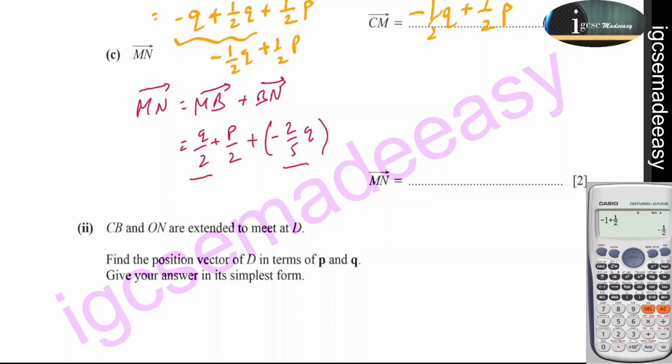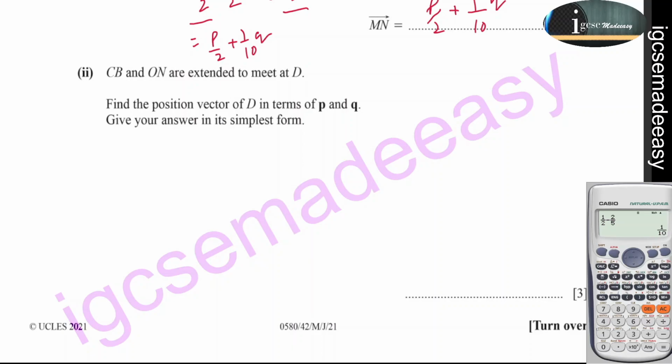So I can subtract 1 by 2 minus 2 by 5, that gives you 1 by 10. So p by 2 plus 1 by 10. So the value is p by 2 plus 1 by 10q. The final answer is p by 2 plus 1 by 10q. So let's move on to the next part.